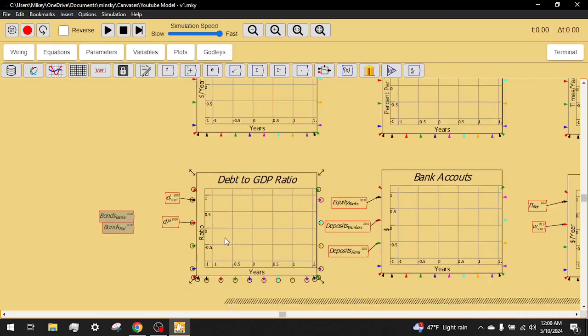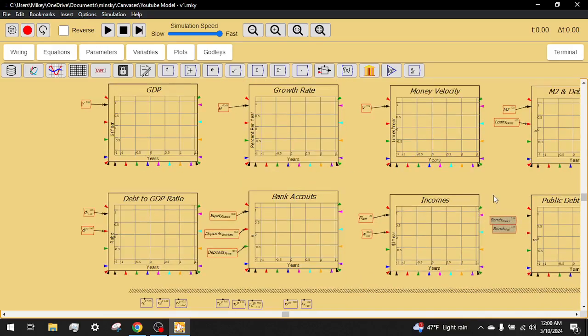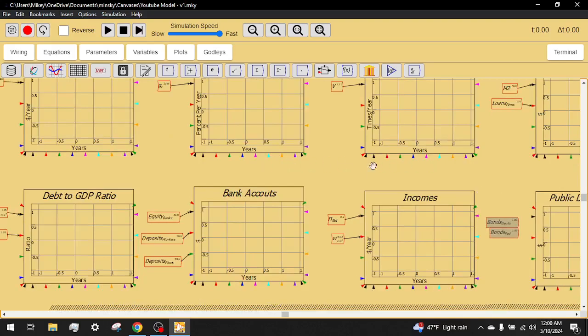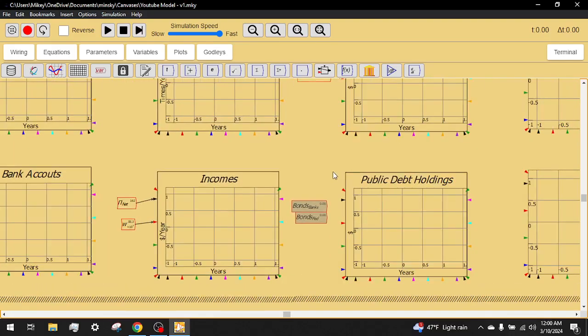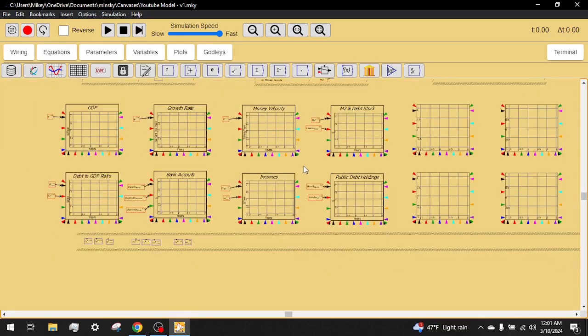And then the bonds held by the Fed and the bonds held by the private banks are going to go over here to the public debt holdings chart. Okay, so this is going to be the bonds, which are the public debt held by the private sector, which is the banks, and held by the Fed, which is, in a sense, the public sector. Okay, the public debt held by the banks and the public debt held by the government. Okay. So now that all of those are wired up, I will end the video here.